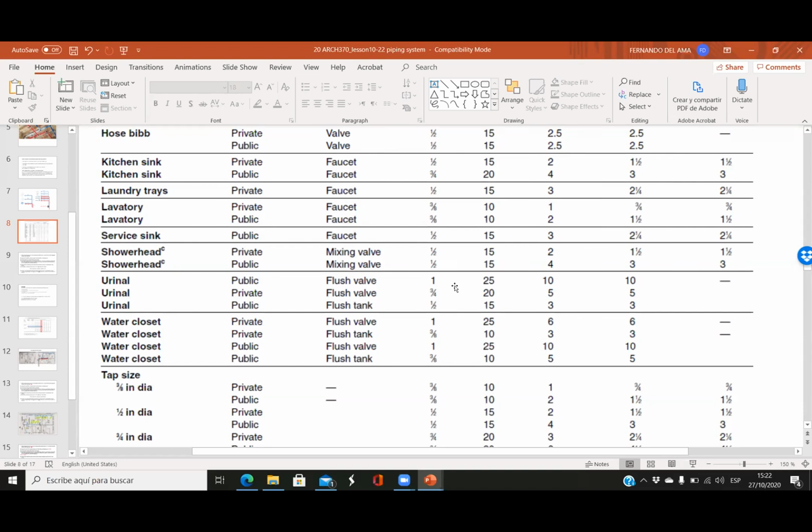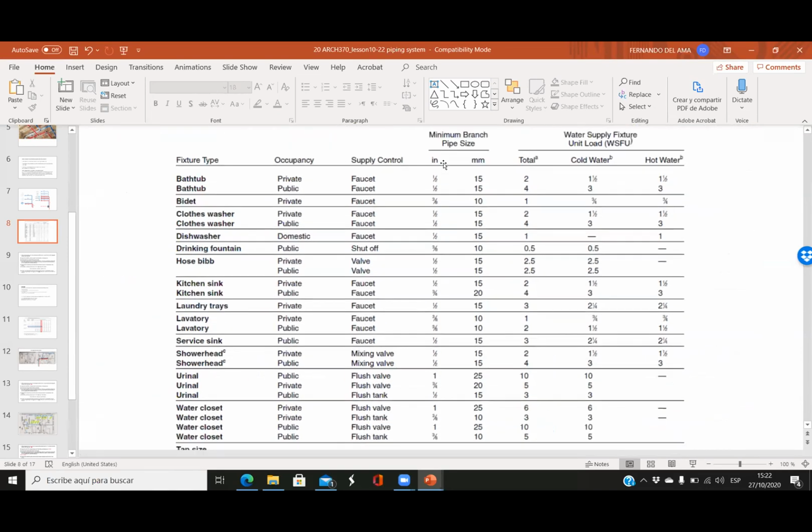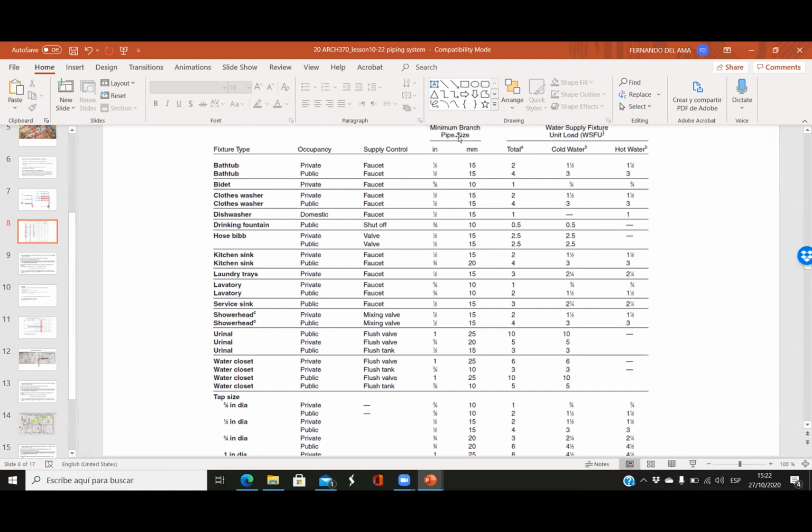So this is it. With this table, we need 2 columns. We need this column here, the minimum branch pipe size in inches. If we were calculating the hot water, we would need both. But since we are calculating only the water supply, the cold water, we need to work with this column. It's a public building, that's for sure.